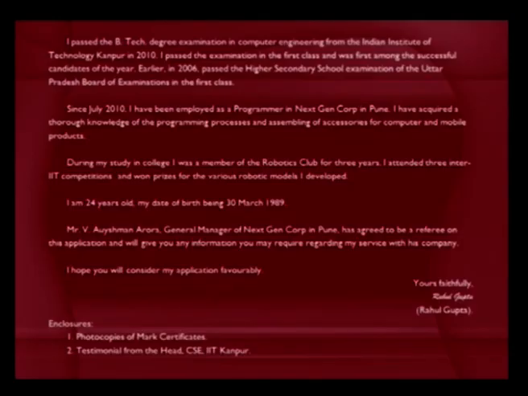Then, since July 2010, I have been employed as a programmer in Next Generation Corporation in Pune. Now, what is he trying to tell? I have been employed, he is trying to give the detail of his employment, that is work experience, previous experience or the current experience. What did he do?